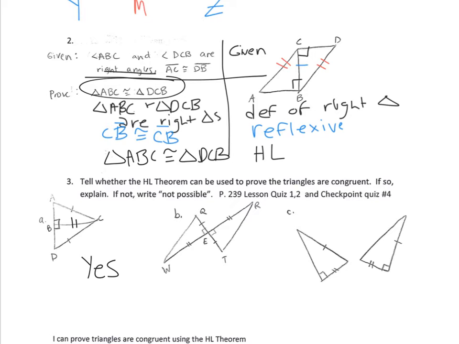And then B, the triangles are congruent, but not by HL. If it was HL, I'd have to know the hypotenuse, because the hypotenuse is across from the 90. So this is no, not by HL, but would be by side, angle, side. And then C, I have the hypotenuse on this angle because it's across the 90, but I don't have the hypotenuse on this one, so this is no. The hypotenuse is across from the 90.